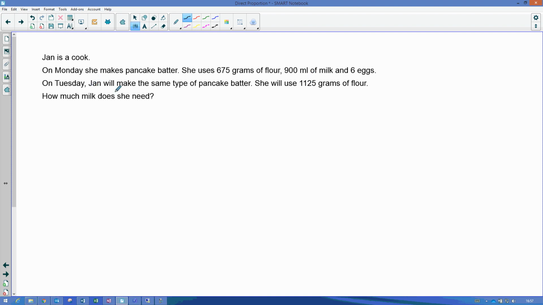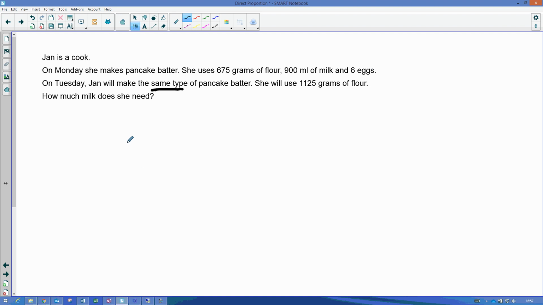On Tuesday, Jan will make the same type of batter. She will use 1,125 grams of flour, and we're being asked how much milk does she need. So again, there's no mention of proportion in this question. How do we know it's a proportion question? Well, we're being told it's the same recipe, essentially. So we know, although she's making more of it on Tuesday, all the ingredients are going to go up in proportion.